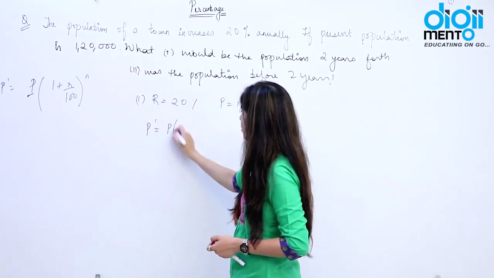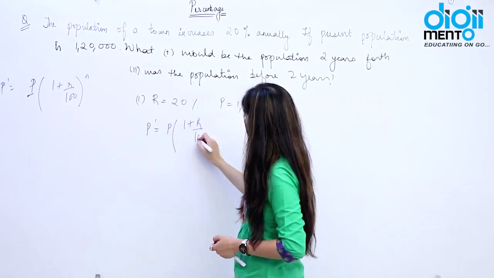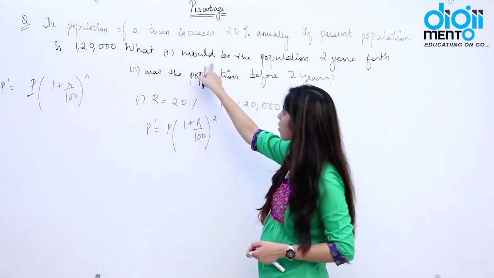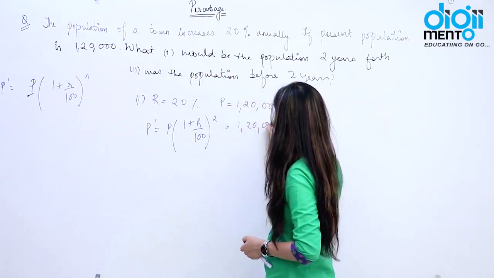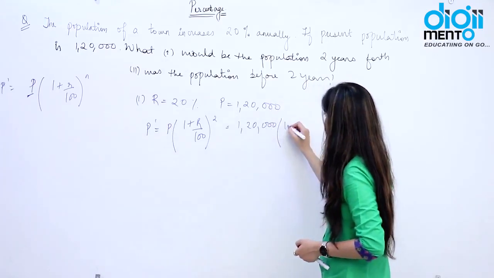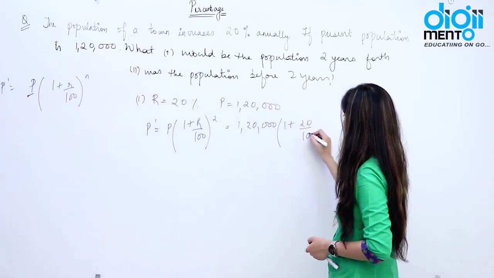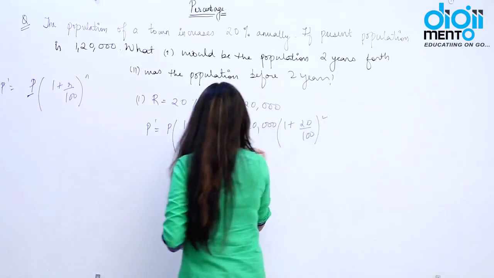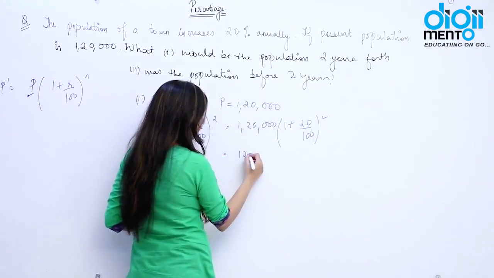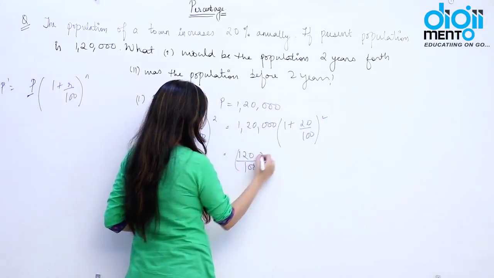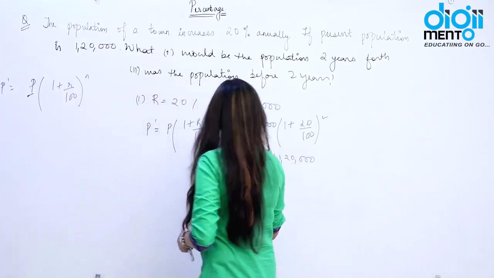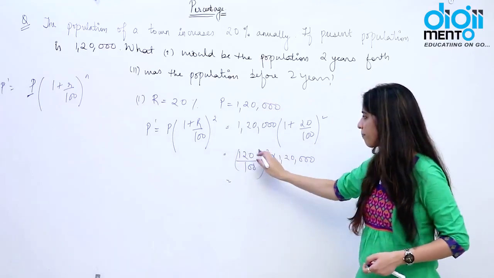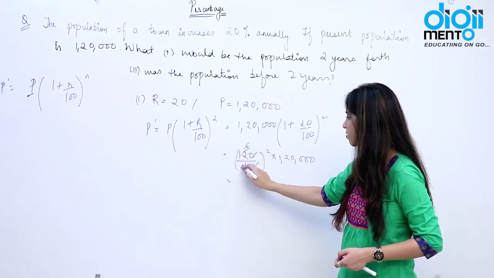It is going to be P into (1 + R/100) to the power 2, because they are talking about 2 years. Just putting the values, what are you going to obtain? Right, so you can just solve this. Fine, if you just solve this, you can get the answer.